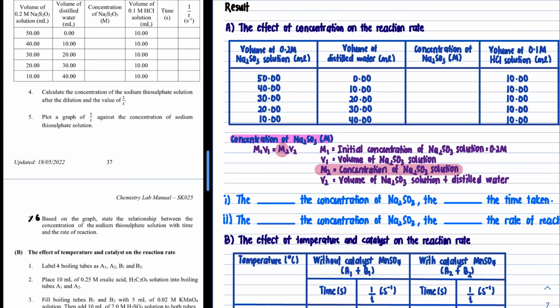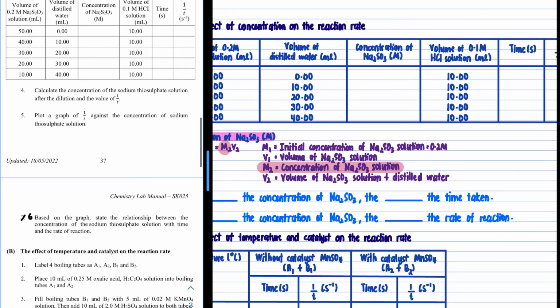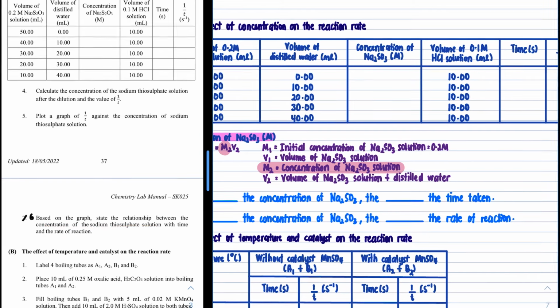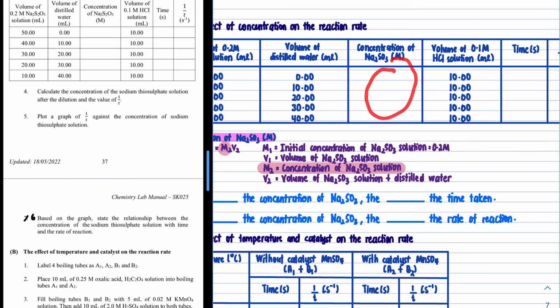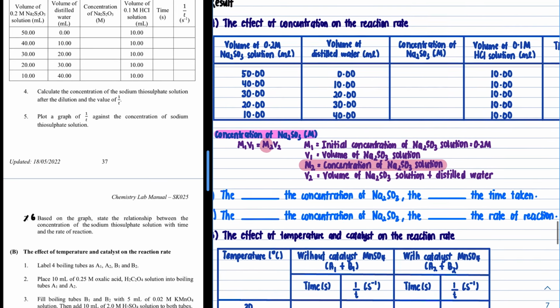Okay, it is actually up to your own result. So you should look at your results and you can see the relationship between these two. Okay, so that's the first relationship. The second one, again, we want to know the relationship between the concentration of the sodium thiosulfate solution with the rate of reaction. So again, we're going to see the concentration of sodium thiosulfate, still this value. The rate of reaction is actually this value, the 1 over T value. So you have to write down the relationship here.